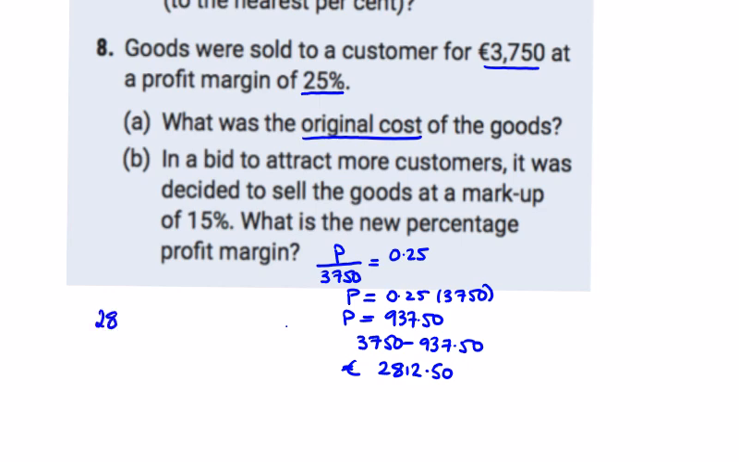So 2812.50 by 1.15 will be the new selling price. That gives 3234.375, so 3234.38. So that's how much we're selling them for now.